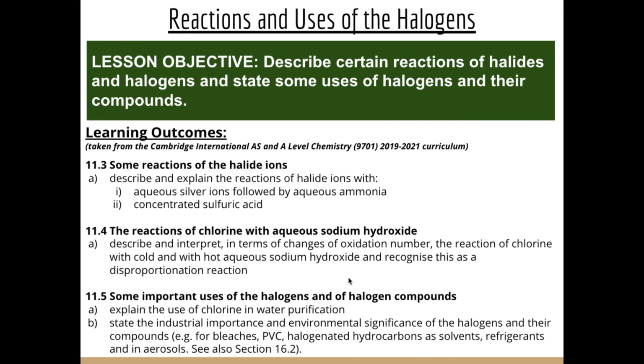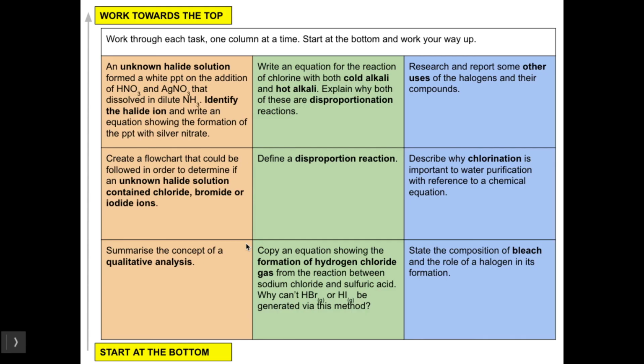And that is the end of not only the lesson, but another unit. What have we done? We've described and explained the reactions of halide ions with aqueous silver ions followed by aqueous ammonia and concentrated sulfuric acid. We've described and interpreted in terms of changes in oxidation number the reaction of chlorine with cold and hot aqueous sodium hydroxide and recognized this as a disproportionation reaction. We explained the use of chlorine in water and stated the industrial importance and environmental significance of the halogens and their compounds. Here are the tasks to consolidate your understandings for this lesson.